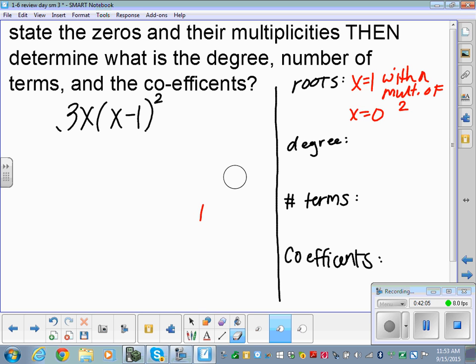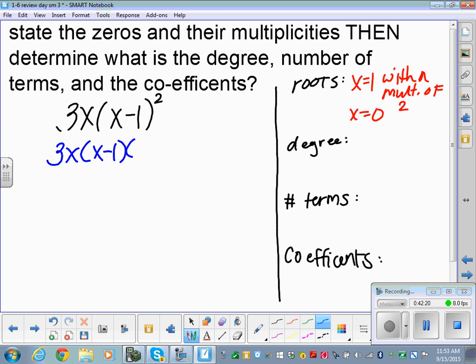Now it says, what's the degree? Well, a lot of us can look at this and say, I see it's going to be degree 2, but let's say you didn't know for sure. Oh, degree 3. This one's degree 3. So this one's a little bit trickier. We have to go through and do some work here. So we have 3x times x minus 1 times x minus 1. So we're multiplying 3 things here.